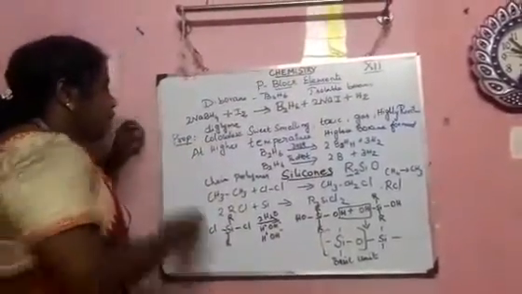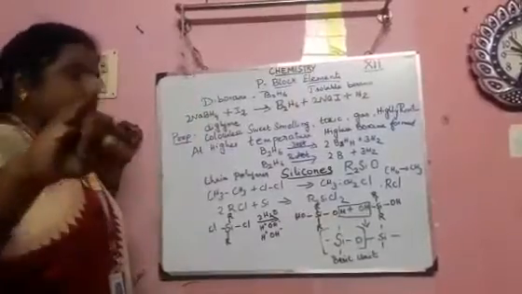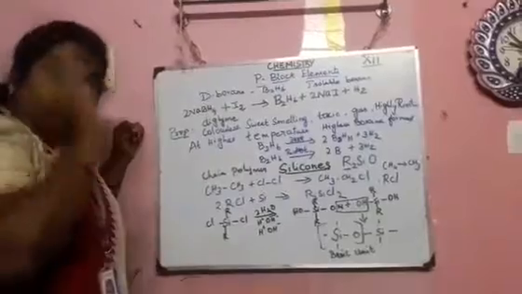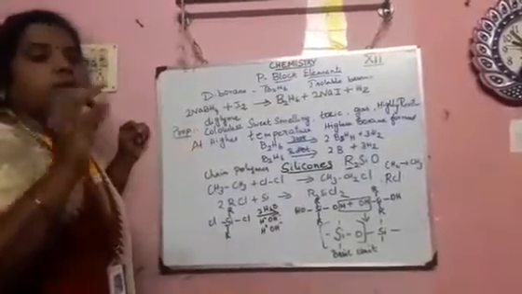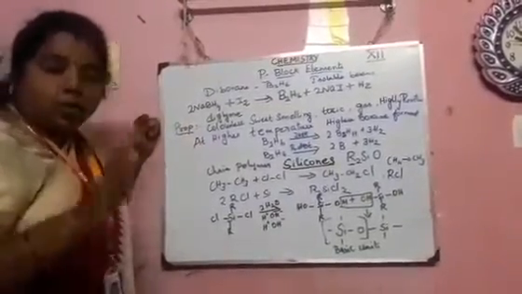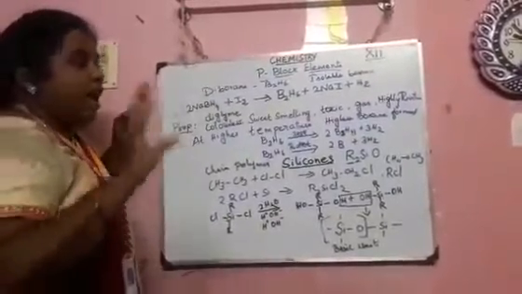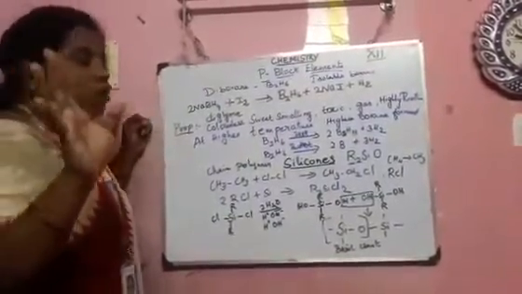Now the properties of diborane. It is colorless and sweet smelling, but even though it is sweet smelling, it is very toxic in nature. At room temperature it is in a gaseous state, and it is also highly reactive.